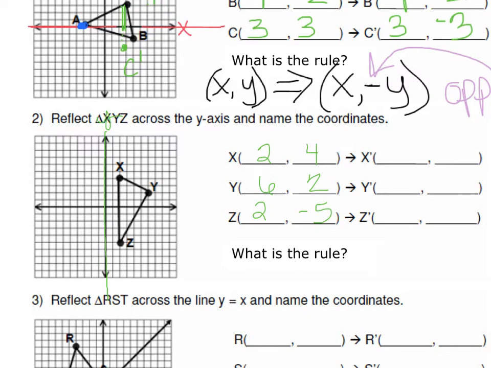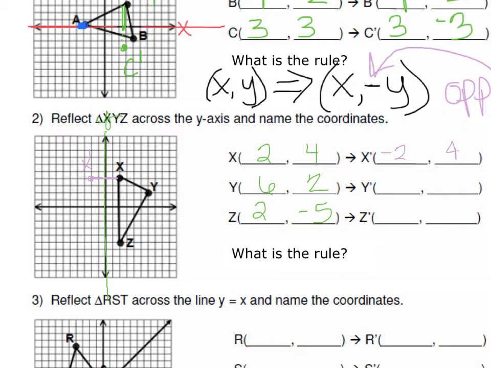Well, if you go straight to the line of reflection, it's 2 away. So you're going to mimic that distance and go 2 on the other side, and that's going to end you up at x prime. So you can see there, then we ended up at negative 2, 4.